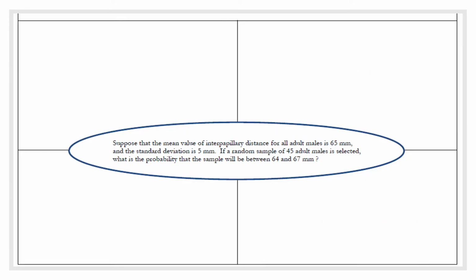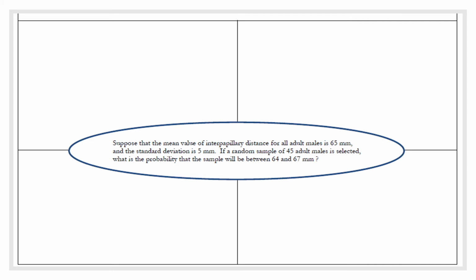All right, so now we're going to look at an example for mean. It says, suppose that the mean value of interpapillary distance for all adult males is 65 millimeters, and the standard deviation is 5 millimeters. If a random sample of 45 adult males is selected, what is the probability that the sample mean will be between 64 and 67 millimeters?